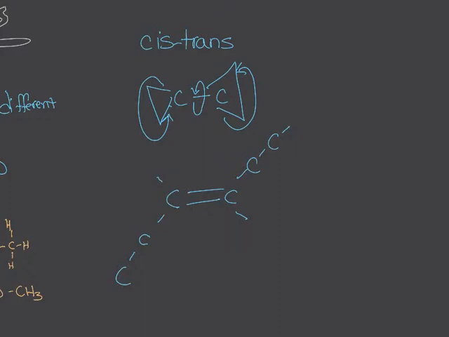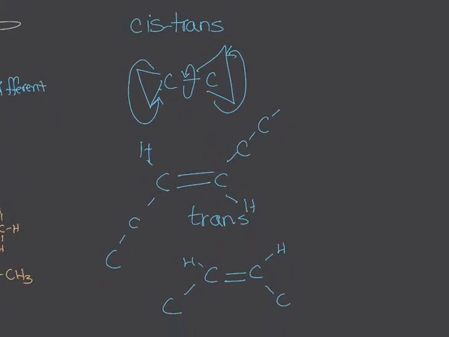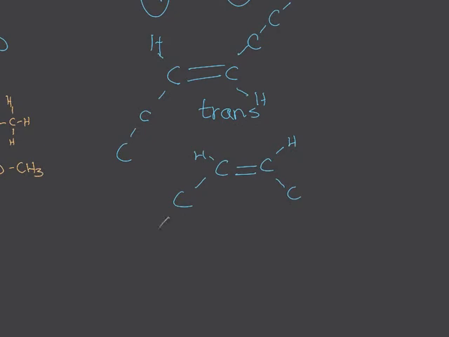trans, meaning across, like the transatlantic railroad. If you're a history buff, I don't know why that came up, but that would be a trans. If you have it on the same side, that would be a cis. So up here would be hydrogens opposite from each other. And then if we kind of scroll down a little bit, here we go. We can continue these chains on. And so that would be our cis isomer.